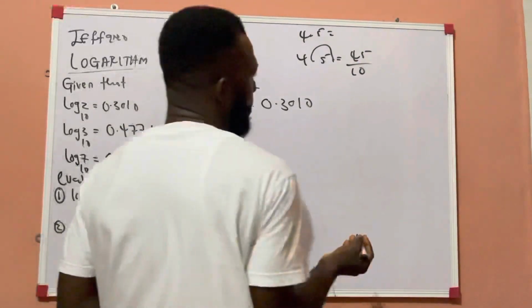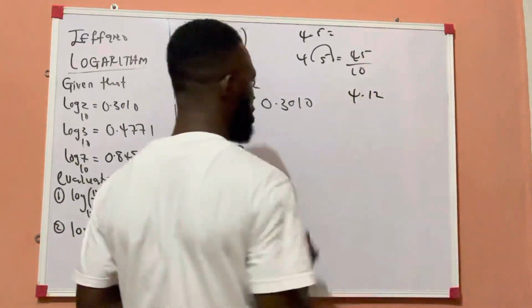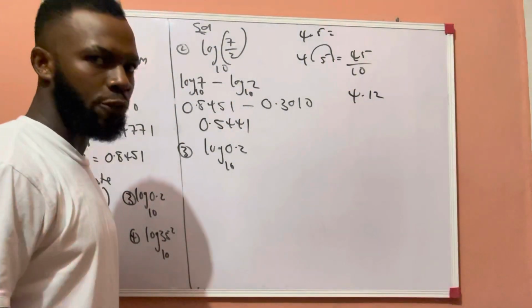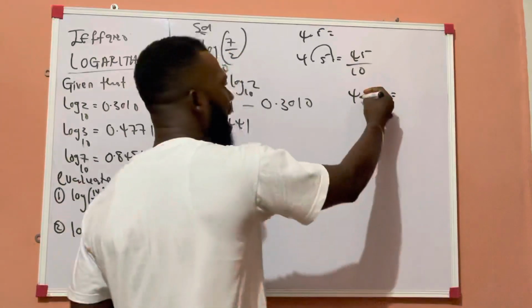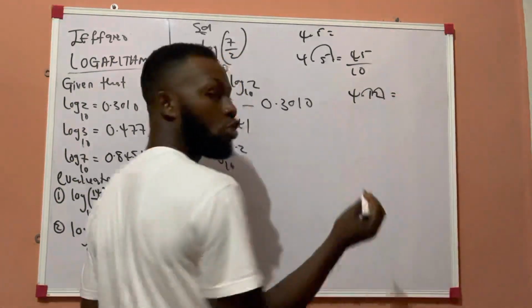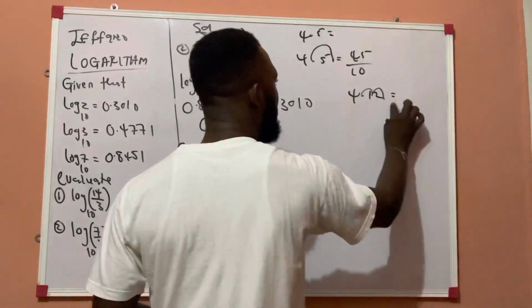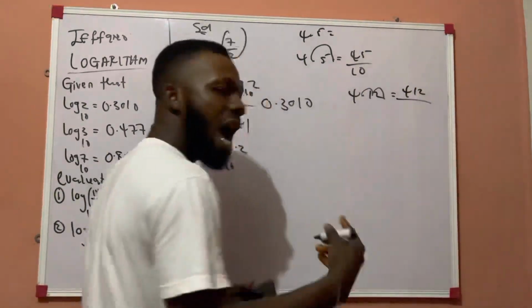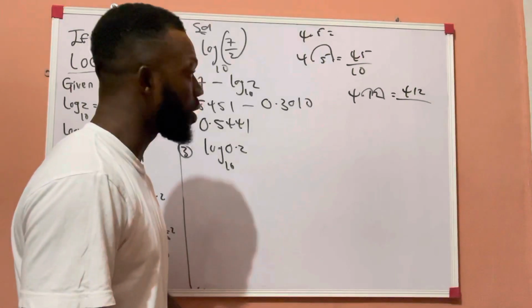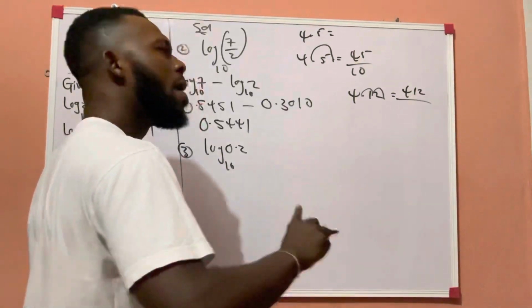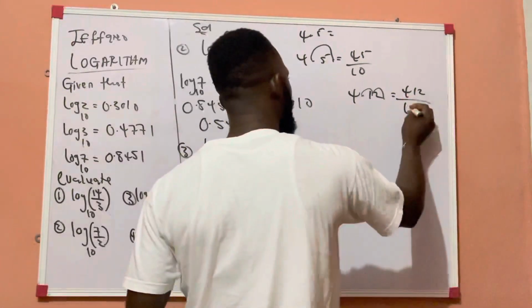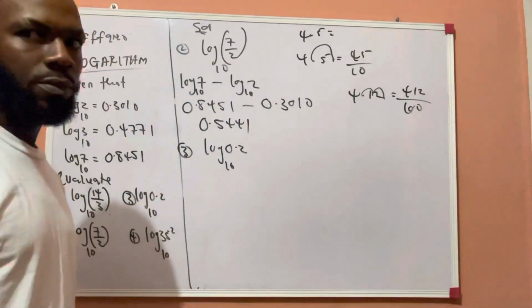So if I have something like 4.12, and I'm told to convert to a fraction, it means my point has to move 2 times. When my point moves 2 times, what will be on top? 412. How many zeros are we going to get under? 2 zeros, because my point moved 2 times, so it becomes over 100.